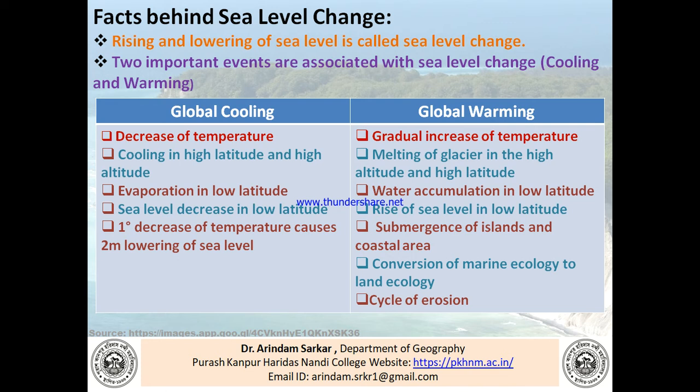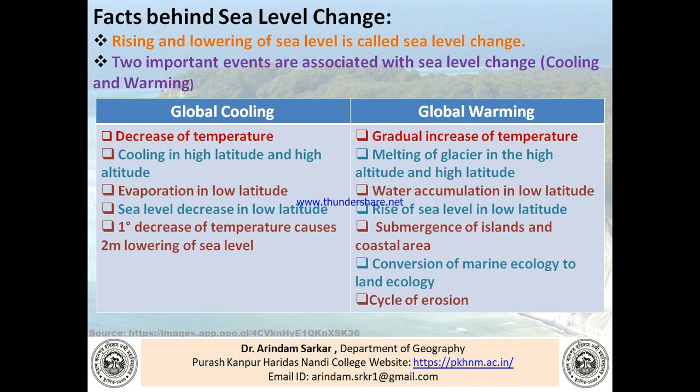Now the next event, that is global warming, that is the present condition of the earth and sea level, a gradual increase of temperature. What is happening now? With the gradual increase of temperature, glaciers melt in the high altitude and high latitude, water accumulates in the low latitude, and a rise of sea level in low latitude is a common phenomenon. Submergence of islands and coastal areas, we can get an example from the Indian Sundarban also.